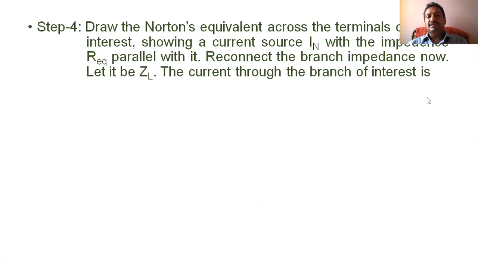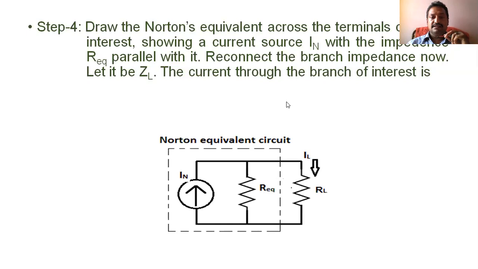Draw the Norton's equivalent circuit, which contains Norton's current and Norton's resistance or impedance. Both are in parallel. See here. So this is Norton's current. This is Norton's resistance. Already you've seen this with the help of DC, that's why we use resistance only. No problem. So the equivalent resistance we connect in parallel with this RL. So this combination is called the Norton's equivalent circuit.